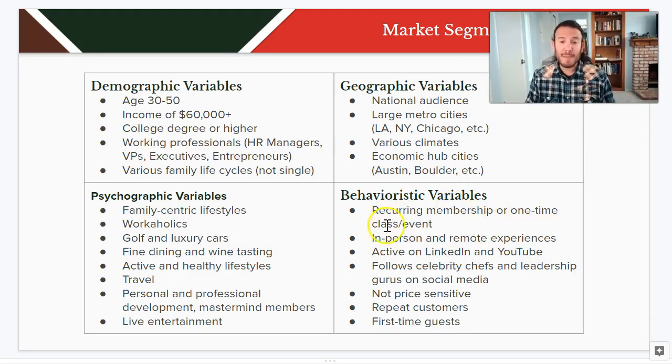Or you have a one-time class or event where, like I said, you're doing this team building exercise and you're going to a kitchen, a Nino's Kitchen center, and this might be a one-time thing, like a ropes course or that kind of thing for folks. Again, we've got in-person and remote experiences. My audience is going to be active on LinkedIn and YouTube.